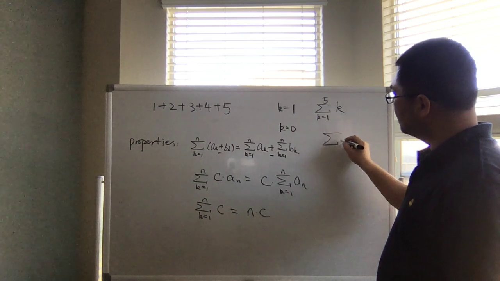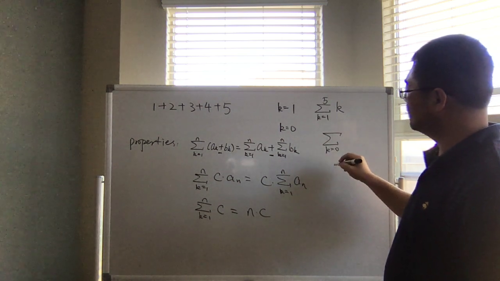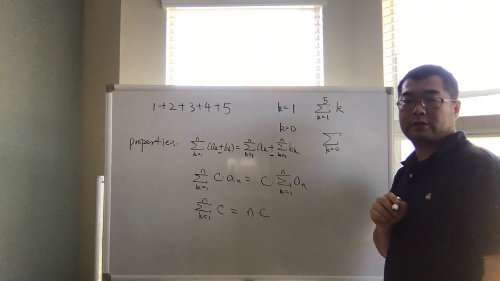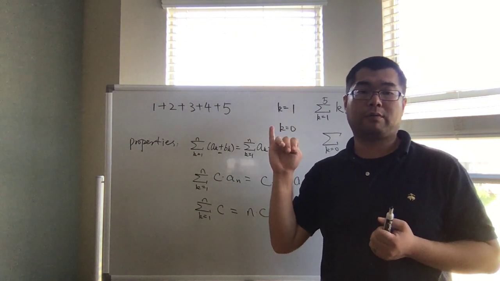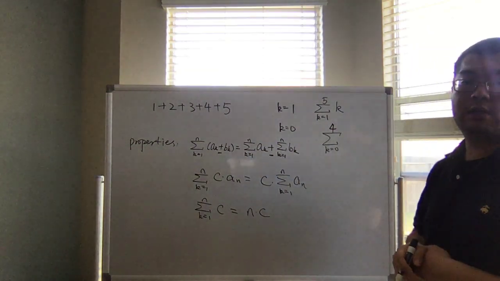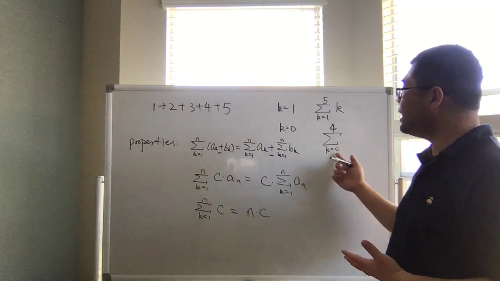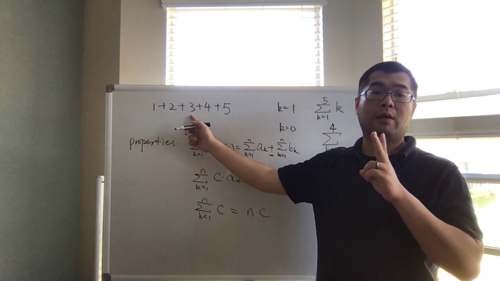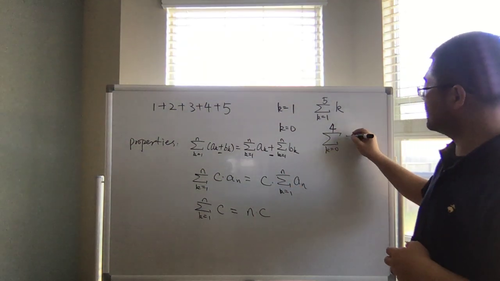We still can handle it. So when k is 0, and all these indices are integers, if you start from 0, we need to find the numbers. We have 0, 1, 2, 3, 4, so we put our upper index as 4 here. And then let's see how we represent our k terms. When k equals 0, I have 1. When k equals 1, I have 2. When k equals 2, I have 3. When k equals 3, I have 4. When k equals 4, I have 5. Do you see that?